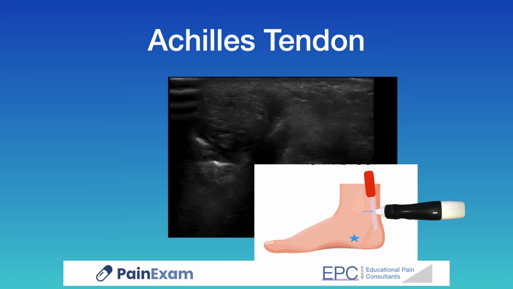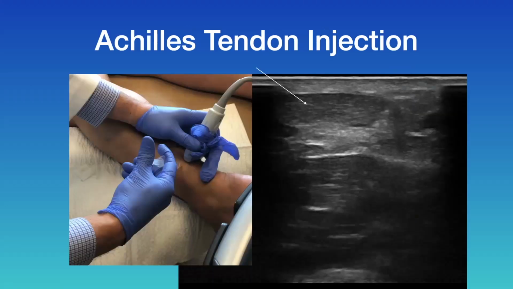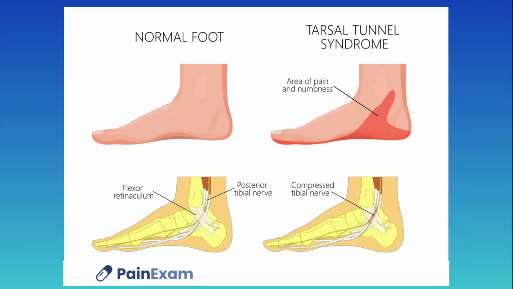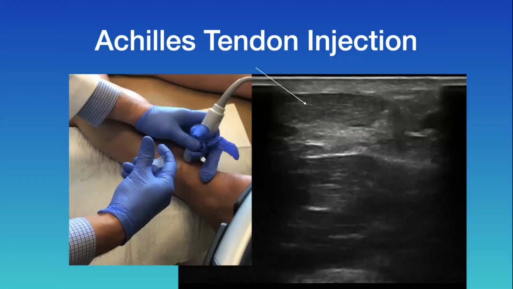I generally inject PRP here. I don't usually inject steroids. There's the risk of Achilles tendon rupture. It's a nice thick tendon, and you don't want to put a needle into that tendon. You just want to put it in the peritendon space and let the injectate bathe around the tendon. So here's another image of the tendon, and here's how I orient my ultrasound.